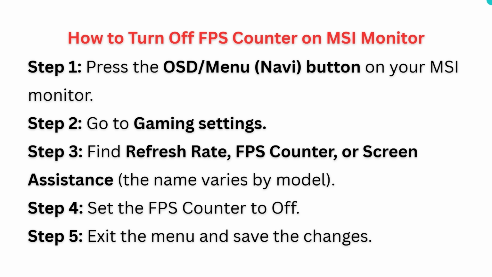Step 1. Press the OSD or menu Navi button on your MSI monitor. Step 2. Go to Gaming Settings. Step 3. Find Refresh Rate, FPS Counter or Screen Assistance. The name may vary by model. Step 4. Set the FPS counter to off. Step 5. Exit the menu and save the changes.